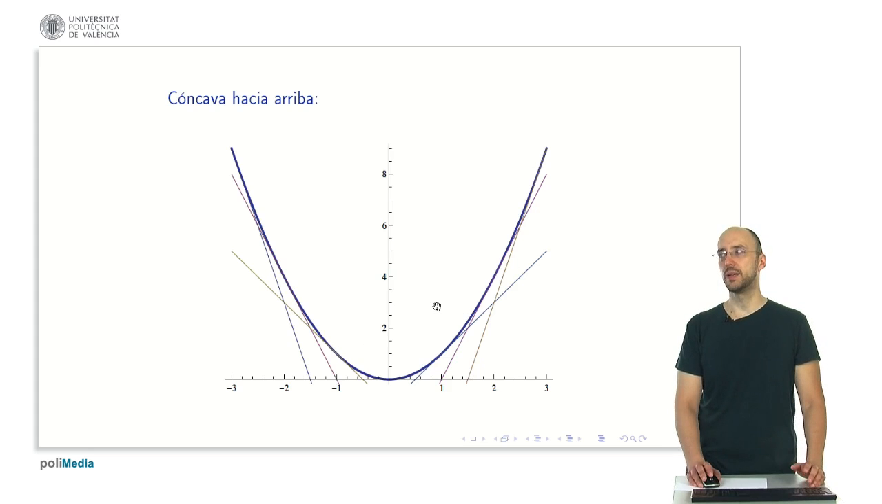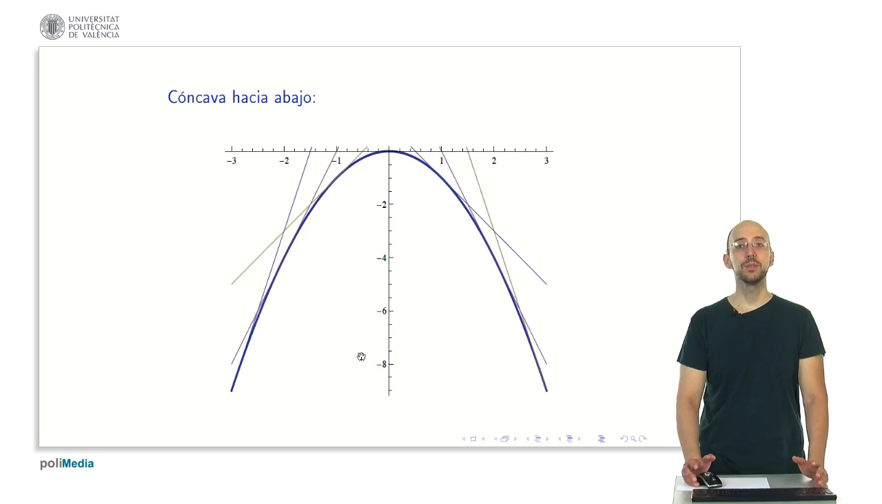Let's see how this would look like. In this illustration, I've used the function x squared, which is represented by the parabolic curve, indicated by the thick blue line. Additionally, I've depicted thinner lines as tangent lines at various points on the parabola. As you can observe, all the tangent lines are situated below the function's graph, indicating that the graph of this function is in this case concave up.